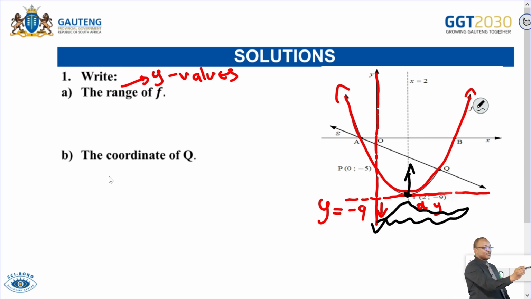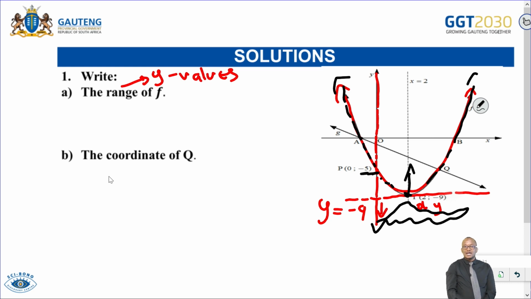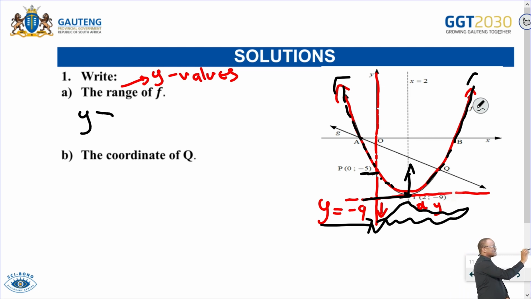We can see that here we have y values. At P, the y value is 5. We have y values going upward, and we don't know where they are going to end. So, when we write our range, remember range means where the graph is defined on the y values. So, the graph is defined on the y values from where? From -9. So, how am I going to write my range? Range is going to be y is greater than or equal to -9.